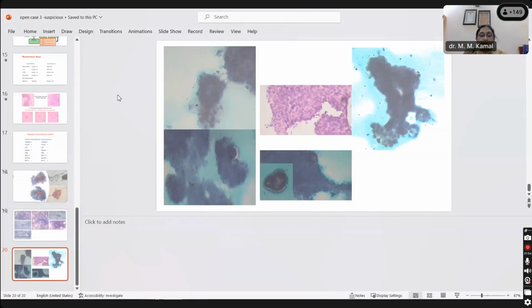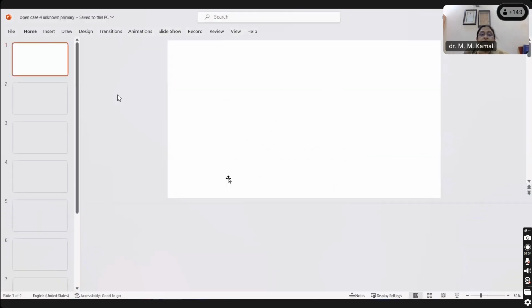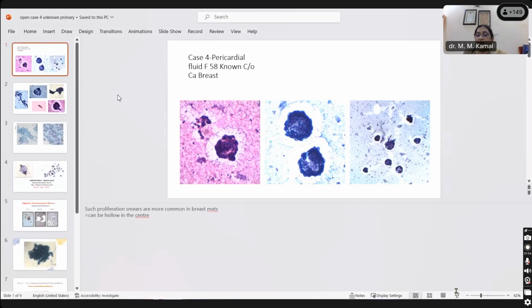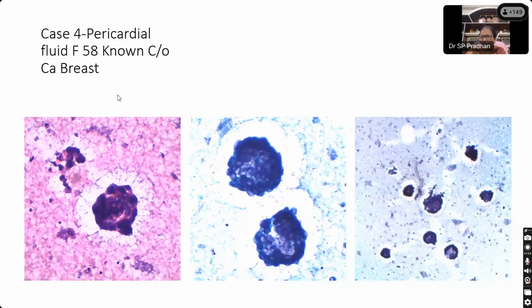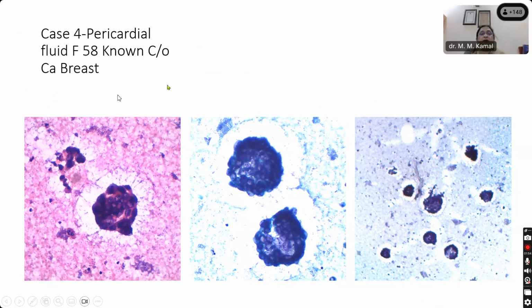Now I think we move to our next case. Okay, madam. Any comments, madam? No, we can move. Yeah. So now this is pericardial fluid. Whom do I have with me? Chandan. You ask Shaila Sutta. Shaila, please come.